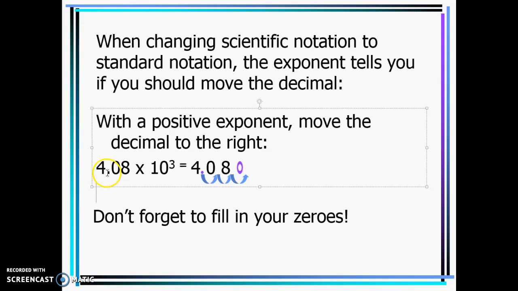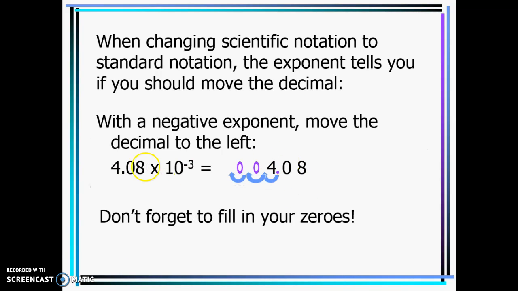So I move the decimal point from between the 4 and the 0. I move it 3 times, 1, 2, 3. So you can see that here to the right, because remember, it's going to be a number greater than 1, and your decimal, I'm sorry, is now in the back. So 4.08 times 10 to the 3rd is the same thing as 4,080.